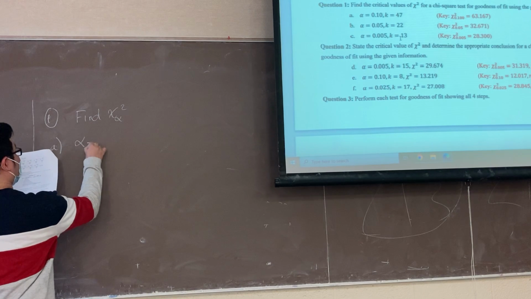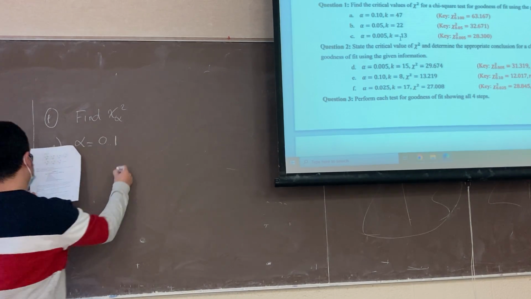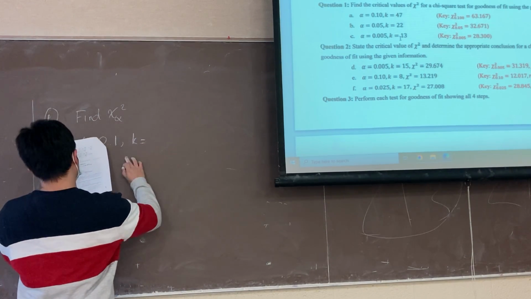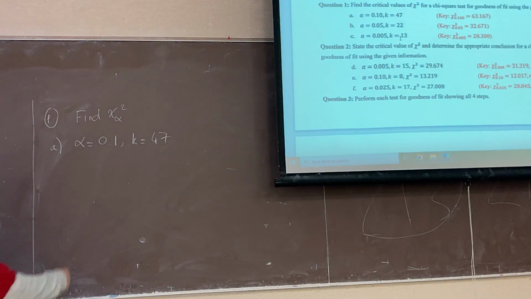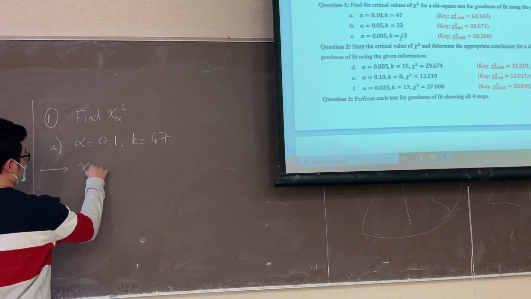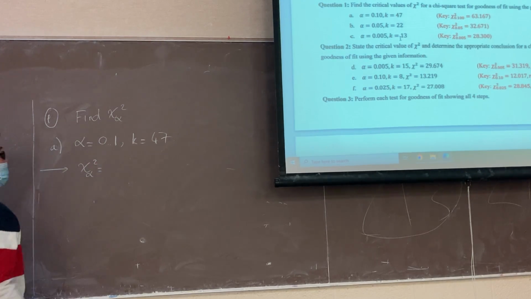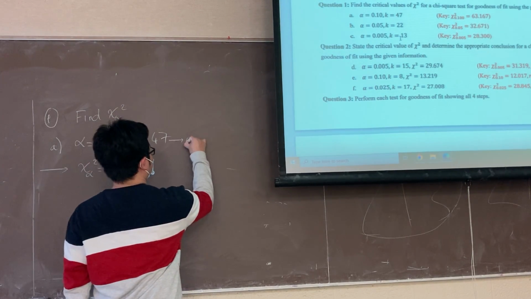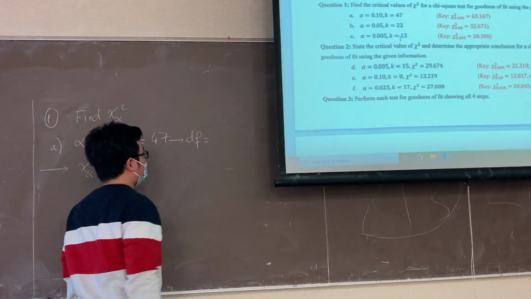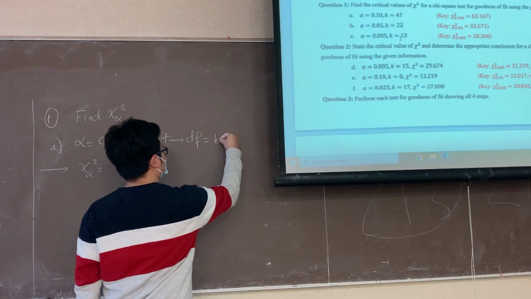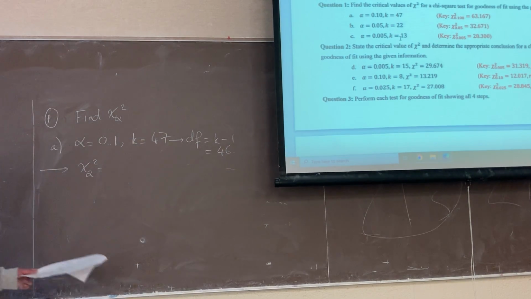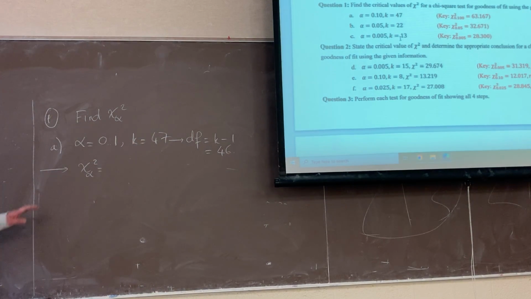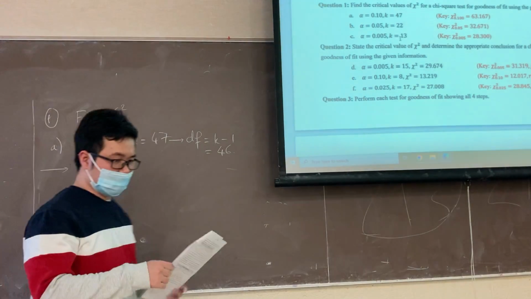So we have alpha here is 0.1 and k here is 47. Could you tell me what the chi square alpha is here? To find that, we need to find df. The df here is k minus 1. So k minus 1 is 46, right? So you check the table to find the chi square alpha.